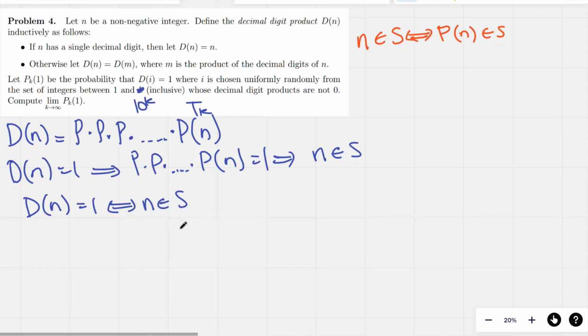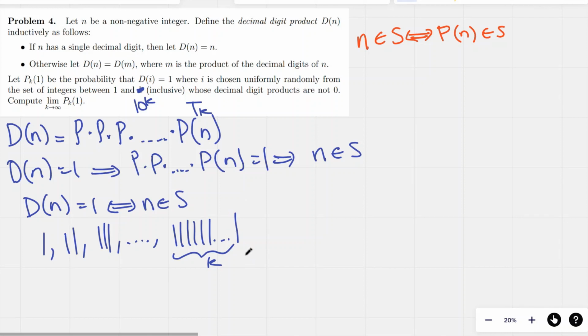Why is that true? Because there are precisely k numbers in S which are less than 10 to the k. And those are the numbers 1, 11, 111, and so on, all the way up to the number with all ones where there are k of them. All of these numbers are less than 10 to the k, but the next number up, with k plus 1 ones, would be bigger than 10 to the k. So this has k options.